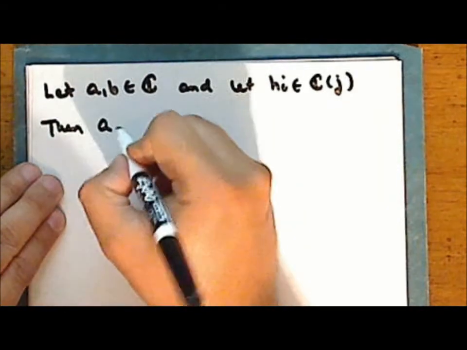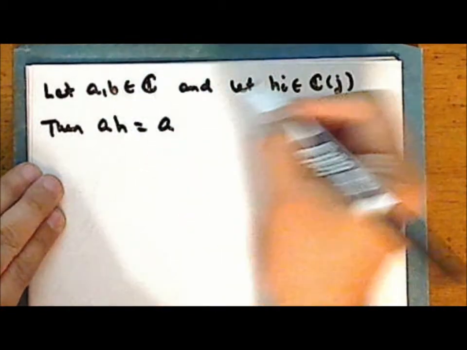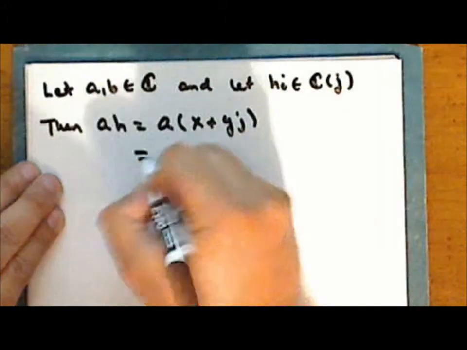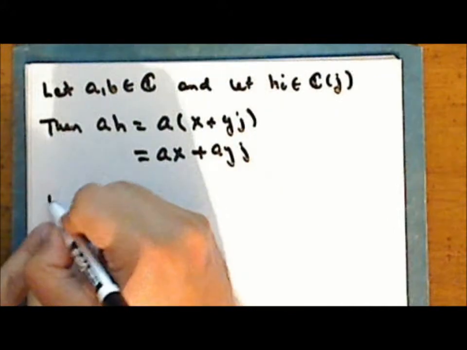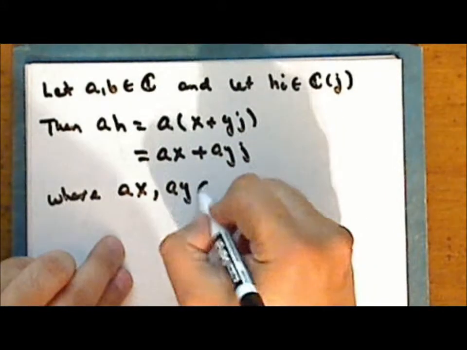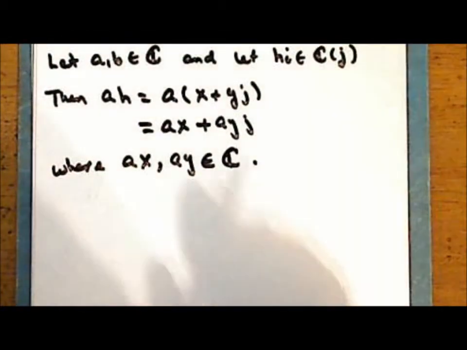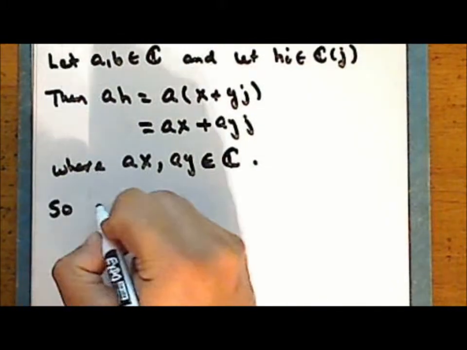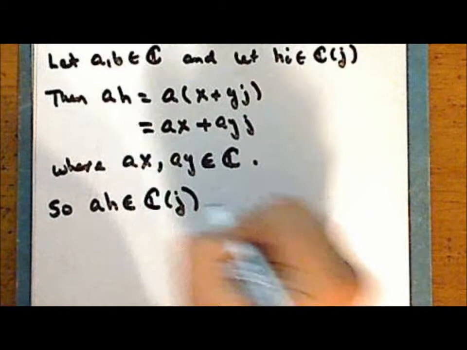Then the scalar product of A with the vector h is the scalar A times the vector x plus y times j, which is the vector A times x plus A times y times j, where the products A times x and A times y are complex numbers, since the complex numbers as a set is a field, and so it is closed under multiplication. And so the scalar product is once again a vector.